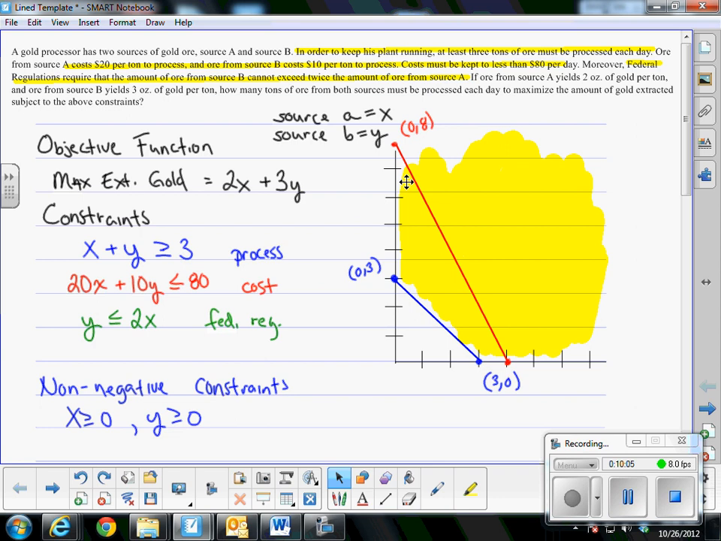All right, but we're looking for where the inequality for that line and the inequality for the blue line overlap each other, and they're going to overlap each other in that yellow region there. Okay, so right now that's my feasible region.